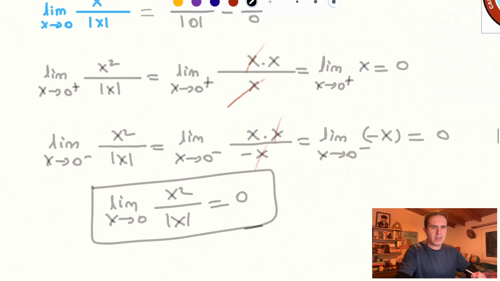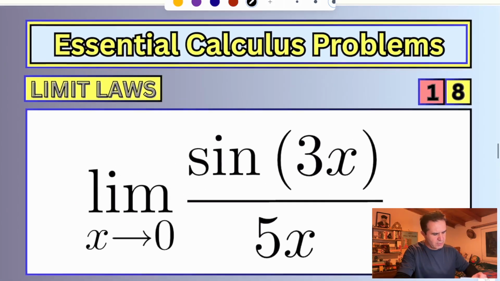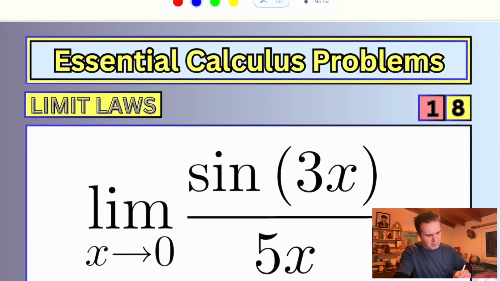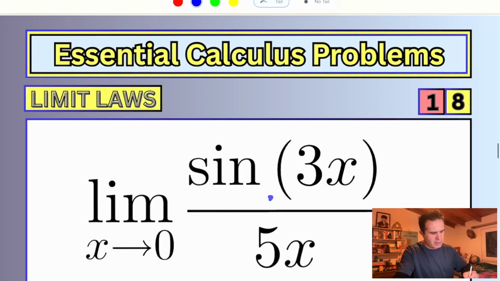And in the next video, I will solve this problem. Limit as x approaches 0, sine 3x divided by 5x.